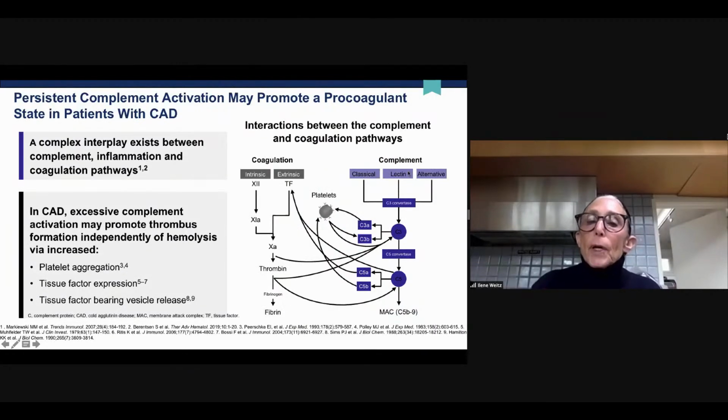And we also know that these inflammatory components will then interact with the generation of tissue factor. We know IL-6 will induce monocyte, upregulate monocyte tissue factor expression, and both P-selectin and E-selectin will increase tissue factor expression as well, inducing thrombosis.